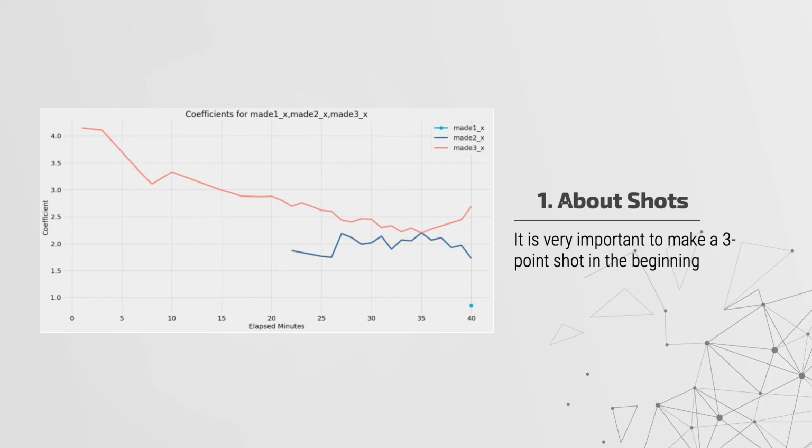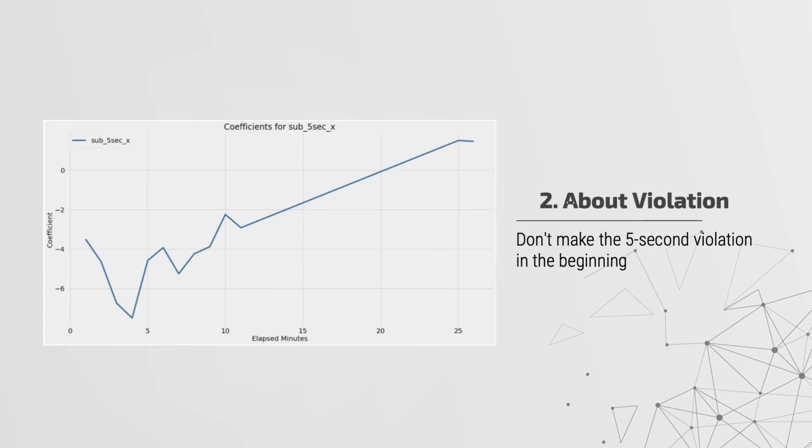So first, about shots. It is very important to make a three-point shot in the beginning, as the more time elapsed, the less important a three-point shot is, as the coefficient drops from 3.33 to 2.69 while a game is playing. And about violations. The effect of making a 5-second violation in the first 5 minutes is disastrous, which has the potential to cause more than 6 points lost from the final score. So don't make the 5-second violation in the beginning.